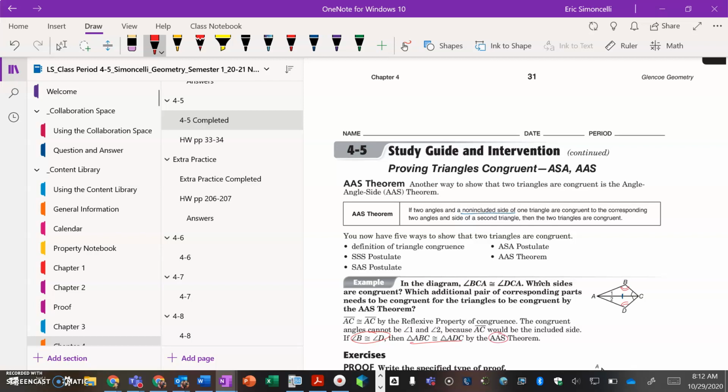So here it is. Angle, angle, side. Typically we like to go in order, so angle B, then this angle here, BCA, congruent to angle D respectively, and then DCA, and then lastly the side again. So angle, angle, side in order. We like to leave off in our final statement with side.